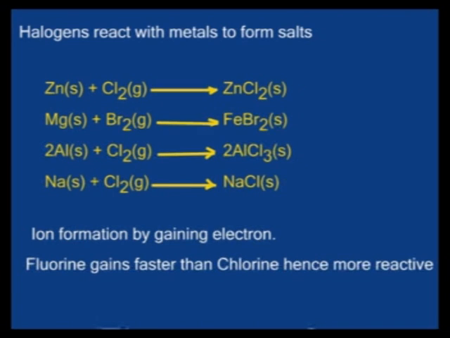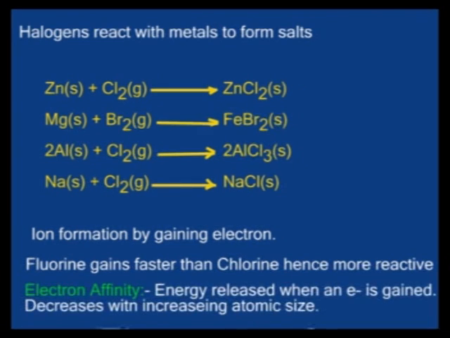Usually, in gaining an electron or electrons, energy is released, and this energy is called electron affinity. The electron affinity generally decreases with increasing atomic sizes, and thus the reactivity decreases down the group.